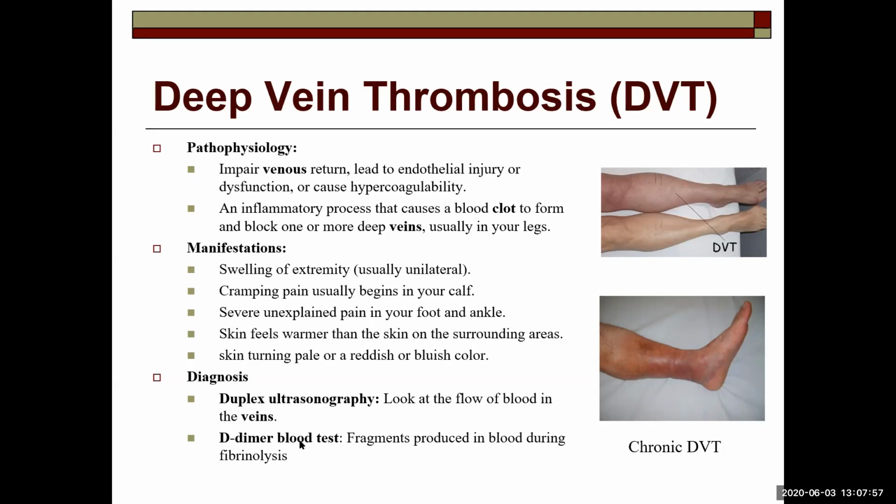Now you're going to end up doing what we call a D-dimer blood test. Okay, and if you remember, we talked about fibrinolysis and the fragments of the fibrin being involved when you have a clot. If you have a clot, then you have fragments of the fibrin, and then D-dimer will be positive for that. So you do a D-dimer on these patients, and it's usually positive.